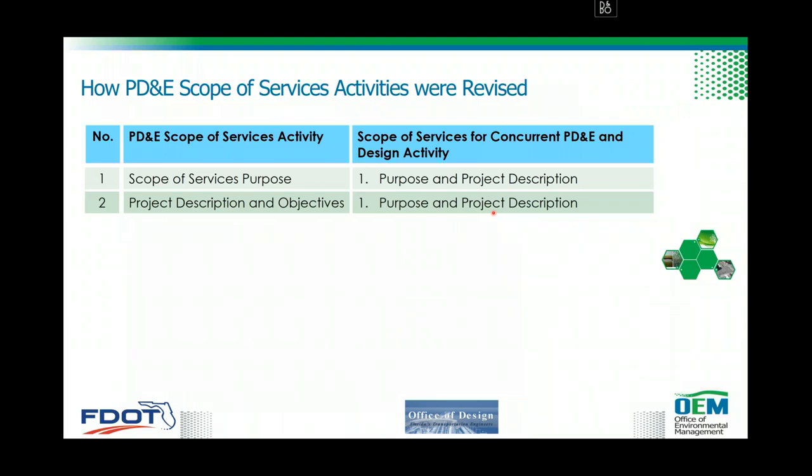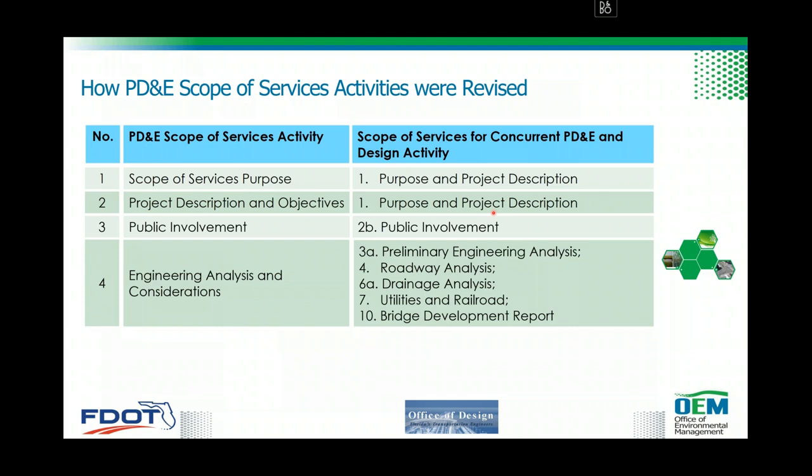Okay, so on the left is the existing or standalone PD&E scope of services. On the right is how those activities are scoped under the concurrent PD&E and design phase. 1 and 2, which is scope of services and purpose, and project description and objective, were merged into 1, purpose and project description. Public involvement was merged into the new public involvement 2B, and then engineering analysis and consideration were moved into 3A, preliminary engineering analysis, 4, roadway analysis, 6A, drainage, 7, utilities and railroad, and 10, bridge development report.